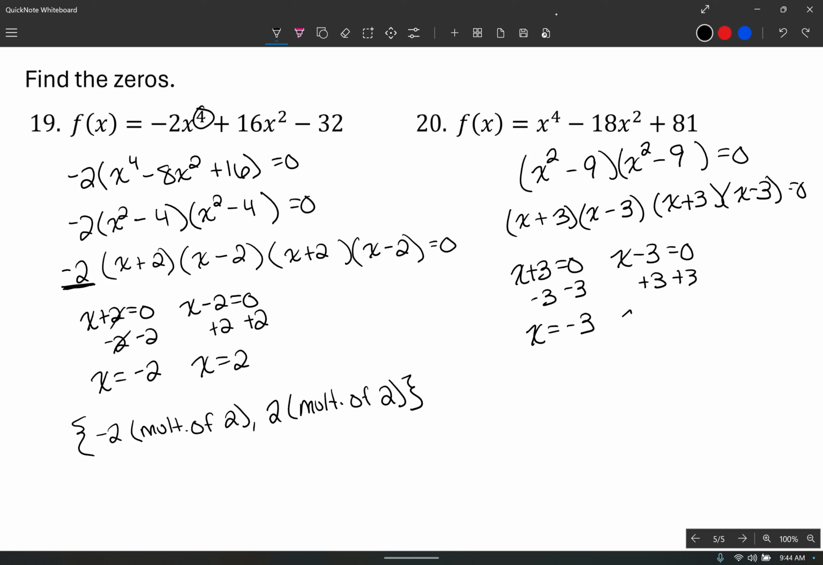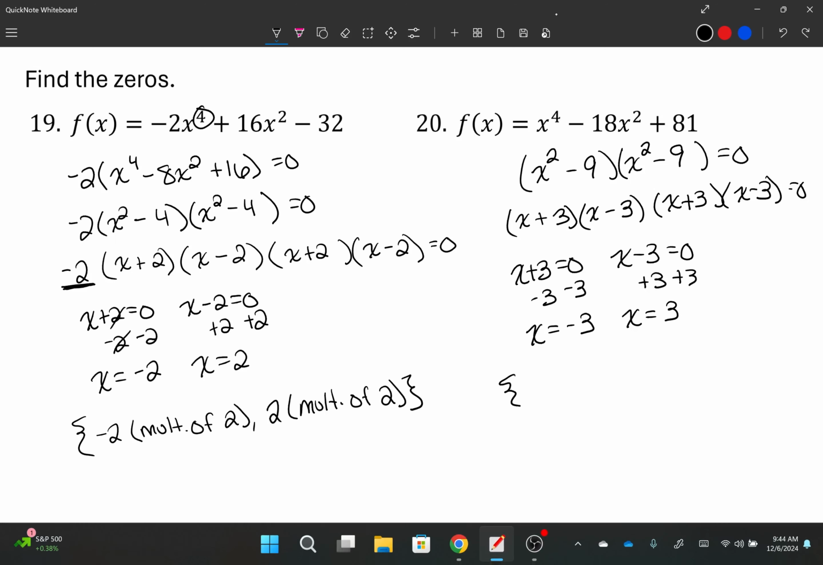So I end up with x equals -3 and +3. So I have -3 with a multiplicity of 2. And then +3 also with a multiplicity of 2.